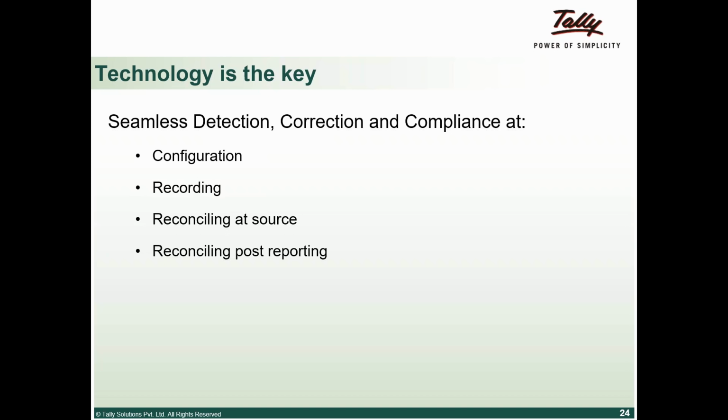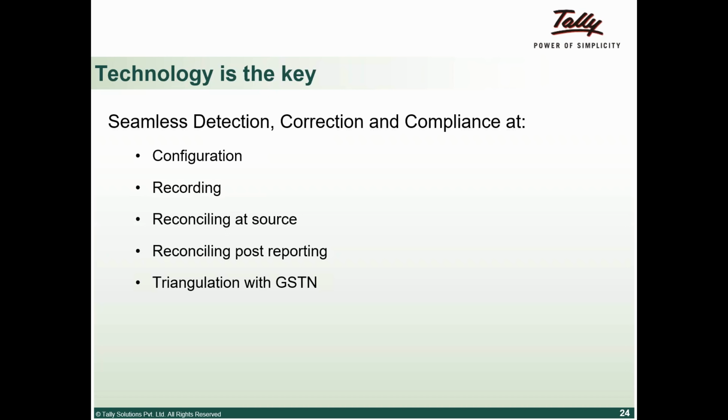Then reconciling post reporting. So I have reported, and genuinely I must have missed out one sales invoice, but my purchaser has now uploaded the purchase invoice, which I should now account as my sales invoice, which I have missed out. So after I have reported to GSTN, there is a reconciliation process required, and technology can seamlessly help me to quickly detect, correct, and ensure that I am compliant as per the law.